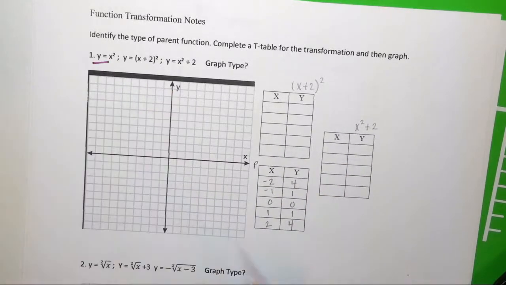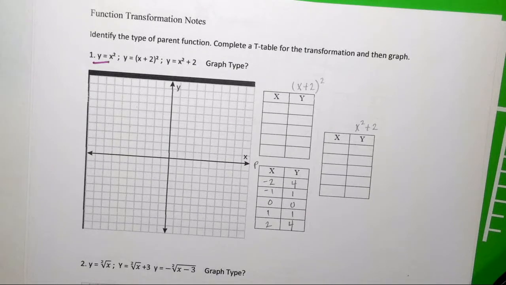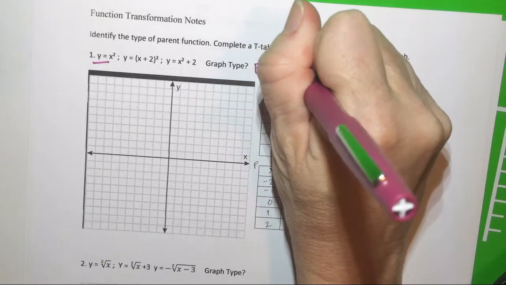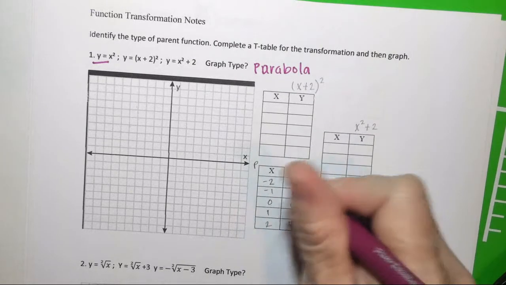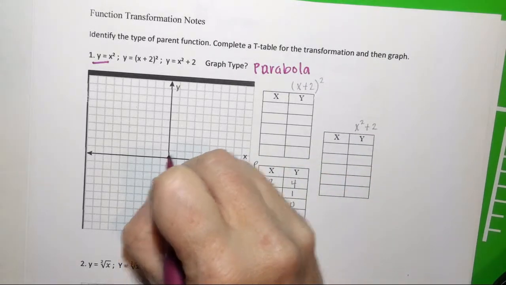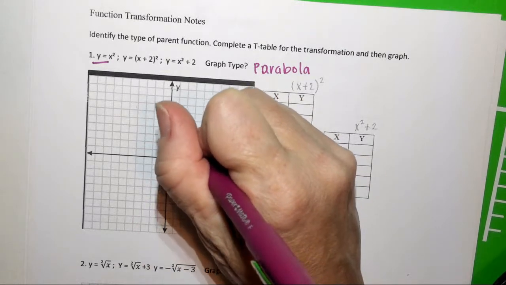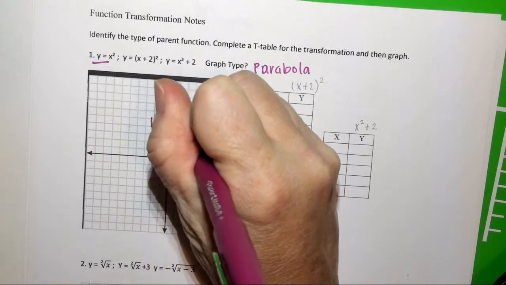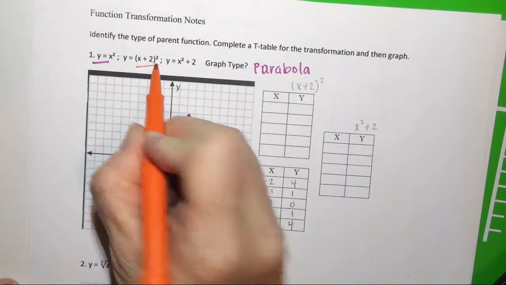So the first one is y equals x squared. So what type of graph is this? This is our parabola. And here's our parent graph, so let's graph that as a refresher so we can kind of have a baseline to see how our function has changed. Remember, that's our U-shaped graph. Don't make it look like a V because that's your absolute value graph. Okay, so now let's look and see what's changed with the equation.